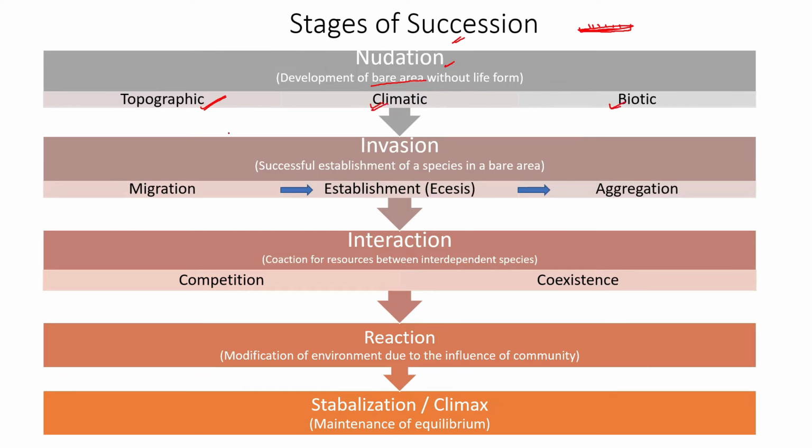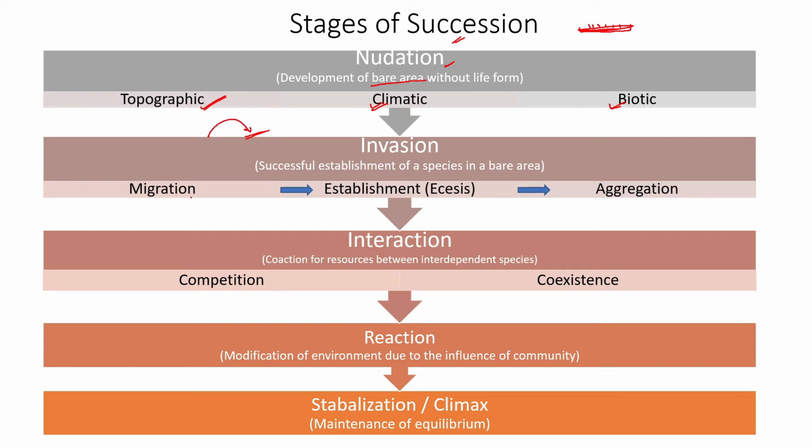Topographic factors are like the sliding down of a hill or a slope, or something coming down from the top of a mountain, which might leave the formation of new regions. Then climatic factors, due to flood, earthquake, volcanic eruptions, or any factors like that. And biotic factors, like human fire, human settlement, human removal of a region, or any organism, like overgrazing. These kinds of activities also lead to nudation of that region. Next comes invasion. Once a region is nude, I mean bare, other organisms come and invade it.